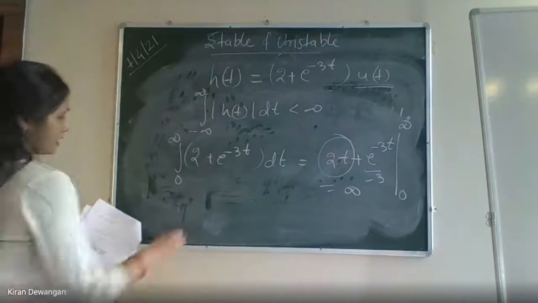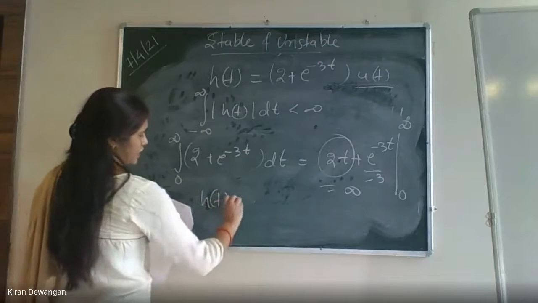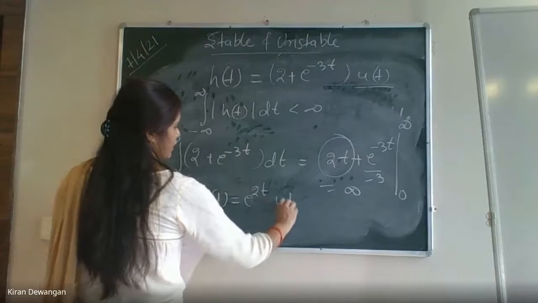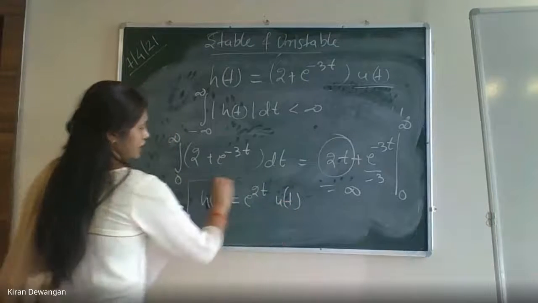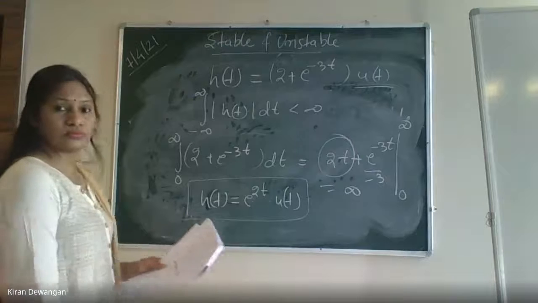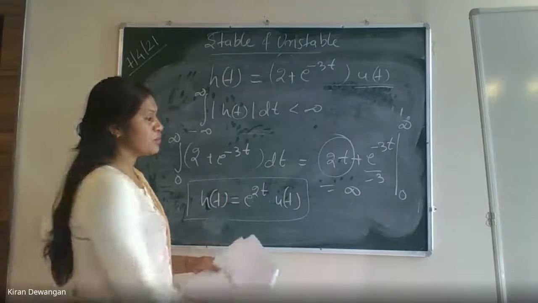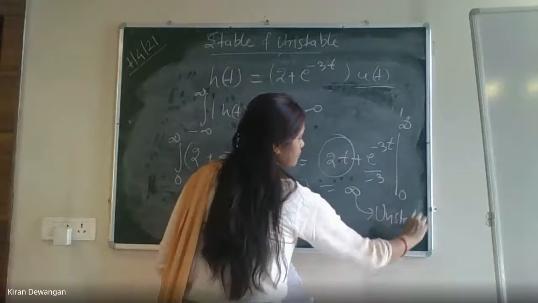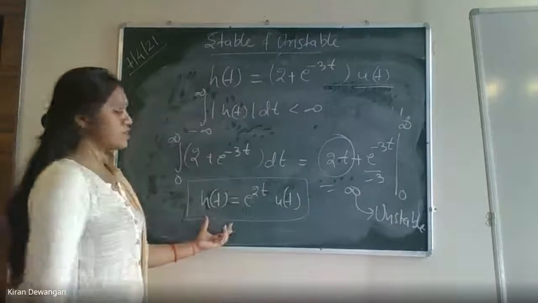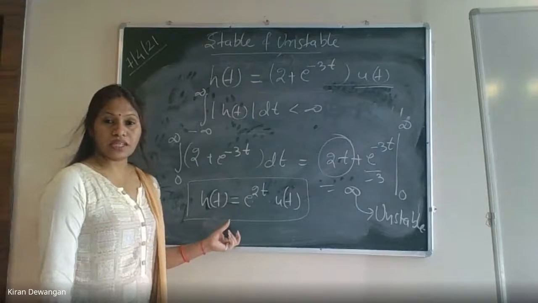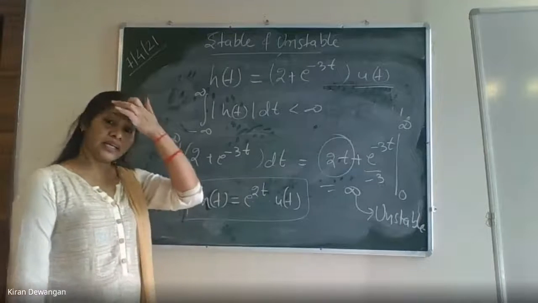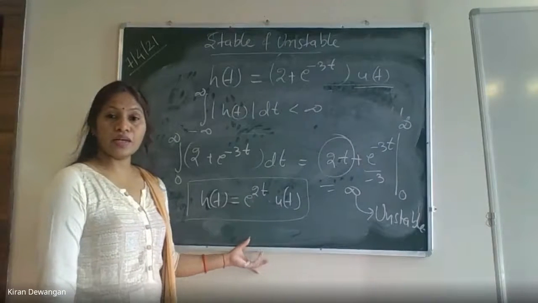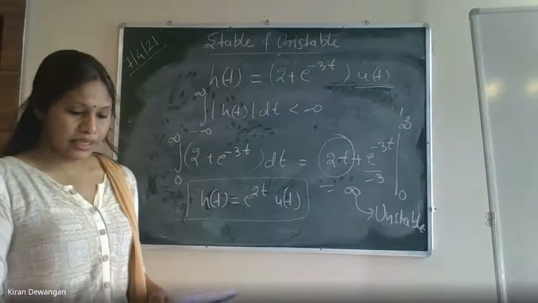Alright? One more question. h(t) is e to the power 2t into u(t). Tell me whether this is stable or not. Tell me quickly. This one is unstable. This is clearly unstable. Check this one and then we give the answer whether it's stable or unstable. e to the power 2t into u(t). u(t) is again there in h(t), so the integration limit will be 0 to infinity. Alright? Yes.